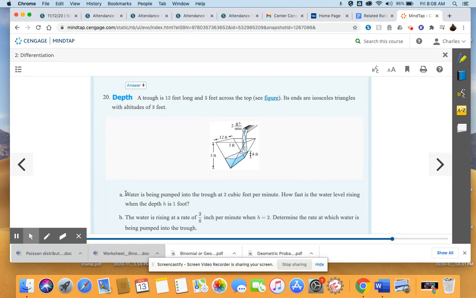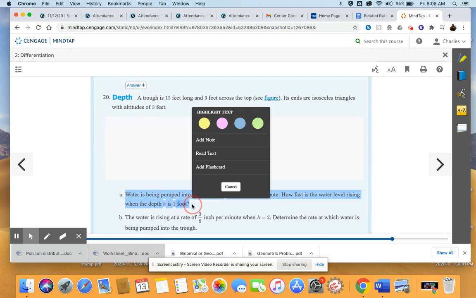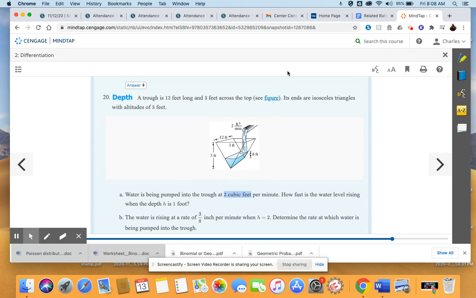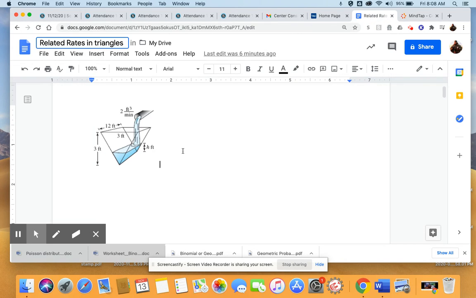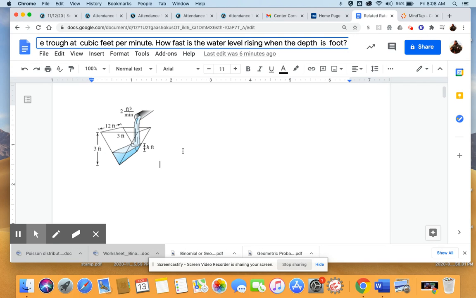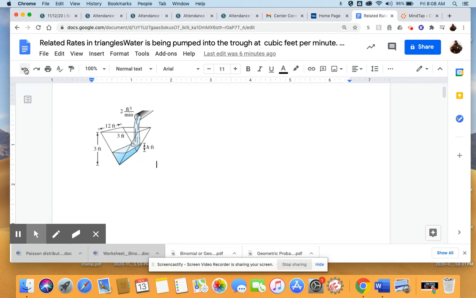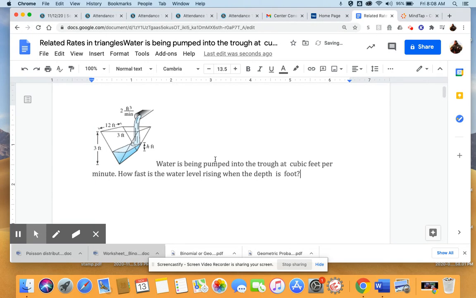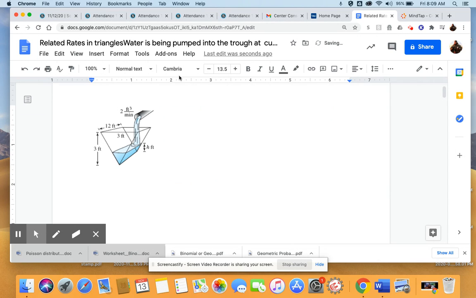I'm going to just go ahead and quickly copy this question. Hope that copied. We'll see. There it is. Water is being pumped in the trough, and it didn't give us all the information we needed, so we'll delete that. Oh well. It actually put it up here as well, which I didn't want it to do.